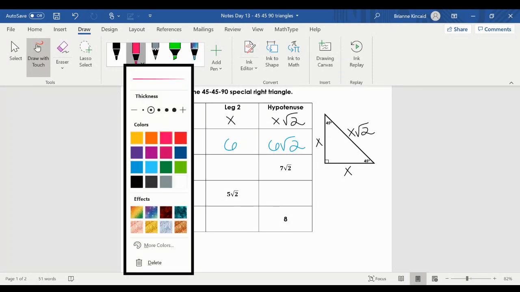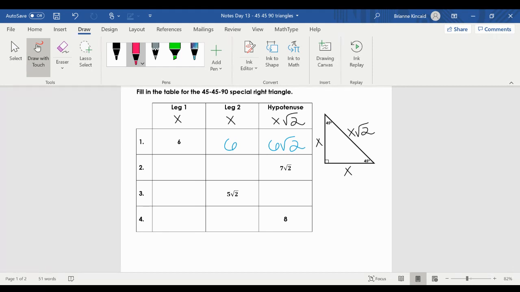For the second one, you're not given the legs. This time you're given the hypotenuse. So the hypotenuse is 7 radical 2. If you look here, 7 radical 2, and then we have x radical 2, basically that's telling you that your x value is 7, which means leg 1 and leg 2 are both going to be 7. For number 3, we are given leg 2. It doesn't matter which leg you're given, they're always going to be the same. So if leg 2 is 5 radical 2, that means leg 1 is 5 radical 2.